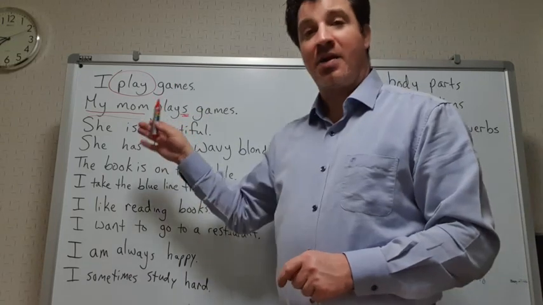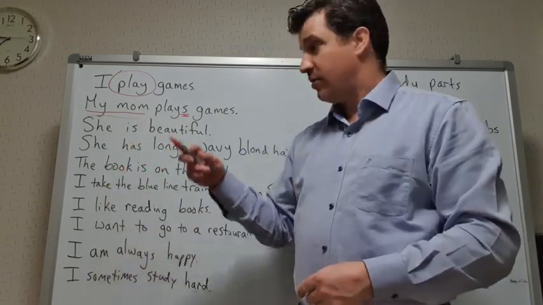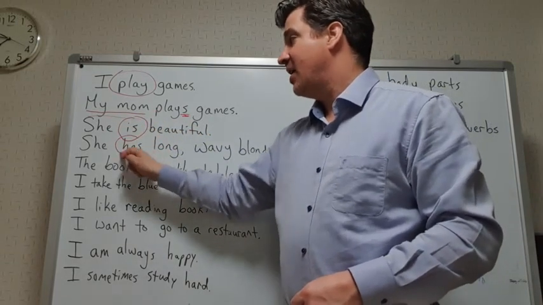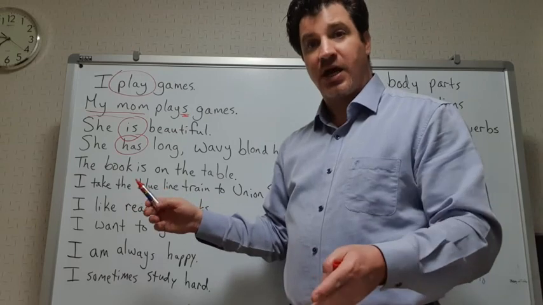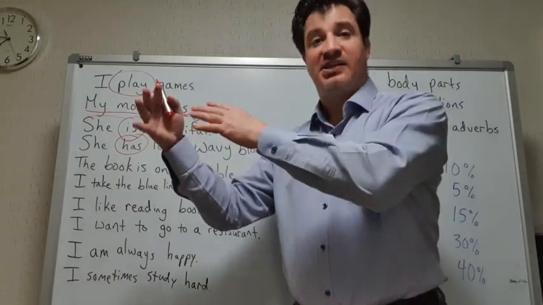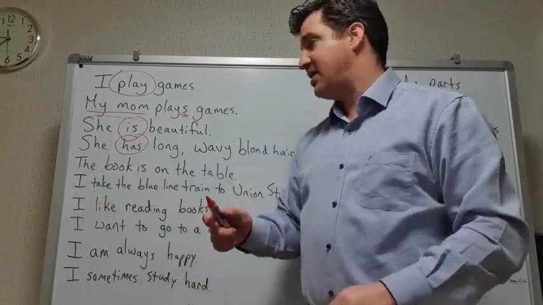Next, describing people. Talking about what people look like. Pay attention to the difference between is and has. Is, you're talking about a person's whole body. She is beautiful. He is tall. She is fat. He is thin.